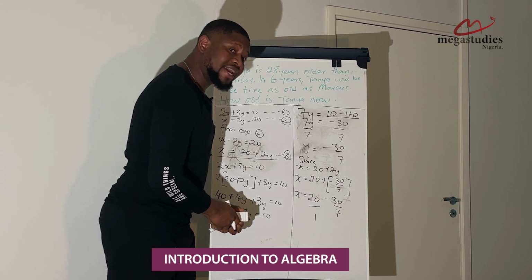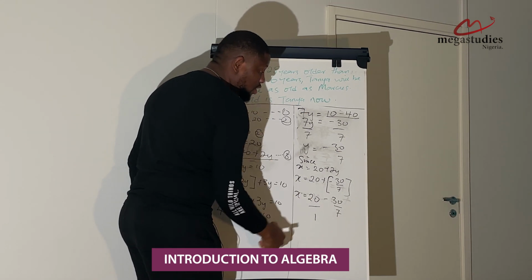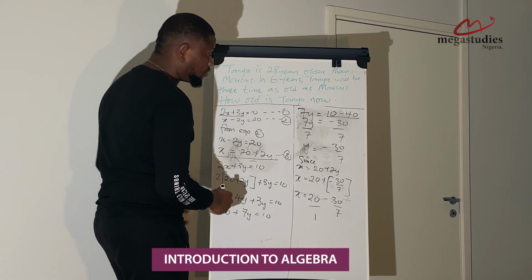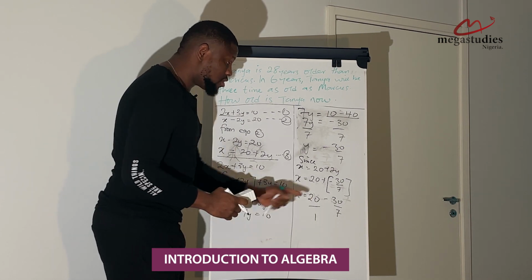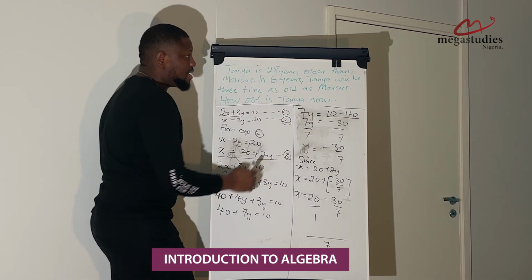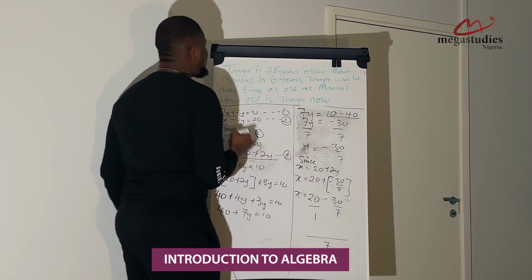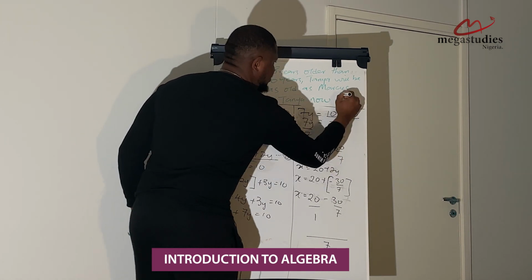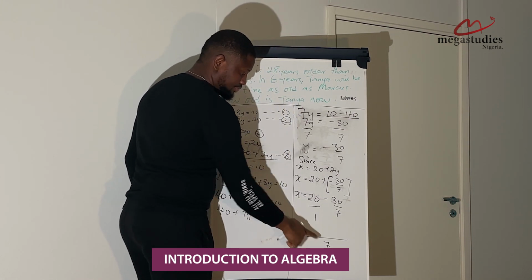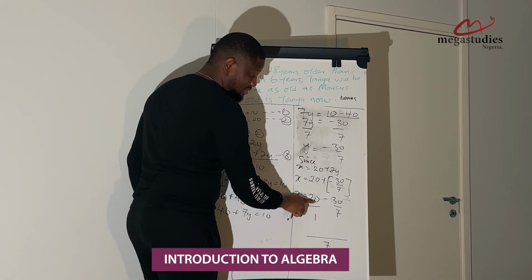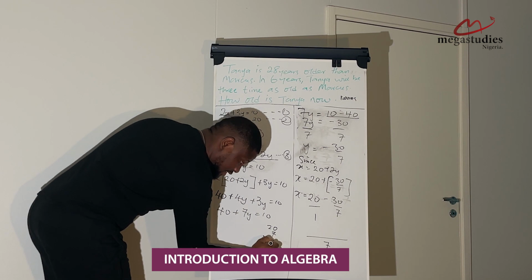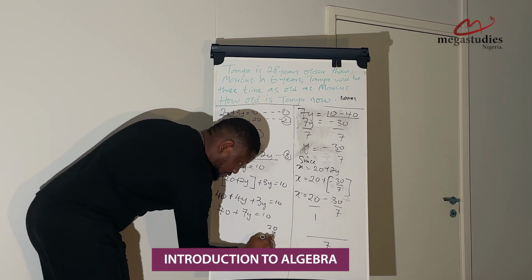All you need to do is look for the LCM of the denominators. The values of the denominators are 1 and 7. Of course, the LCM of 1 and 7 is 7. So you rule your line, you put 7 there. Remember your BODMAS. So 7 multiplying 1 is 7. 7 times 20: 7 multiplied by 0 is 0, 7 multiplied by 2 is 14. So 140.